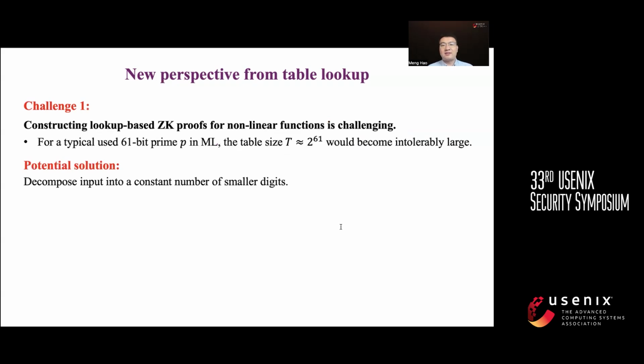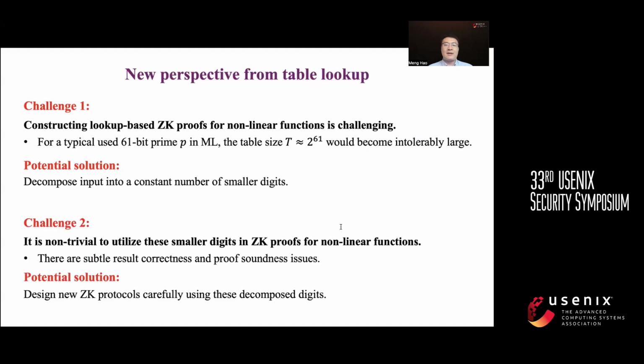However, there are 2 challenges. First, the table used in machine learning is very large. For example, the table includes items of 2 to the 60 power. This will seriously affect efficiency. A potential solution is to decompose larger input into several smaller digits. Unfortunately, it's non-trivial to use these smaller digits in zero-knowledge proofs, while ensuring result correctness and proof soundness. So we design new zero-knowledge proofs carefully using these decomposed digits.